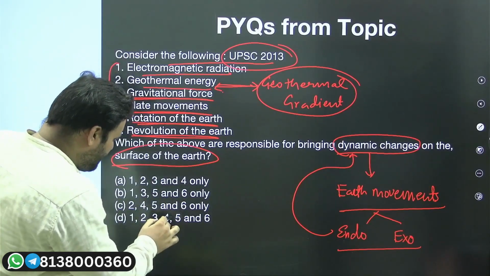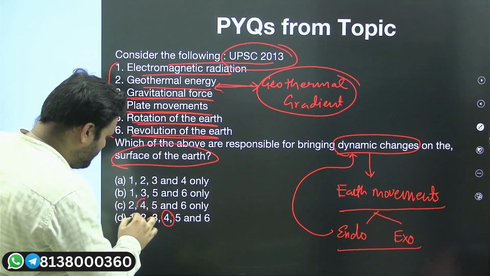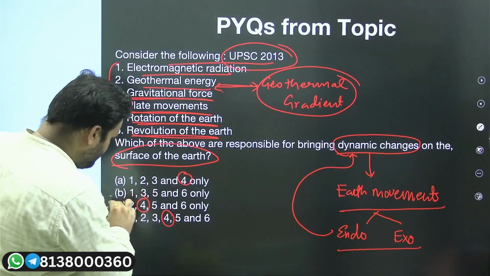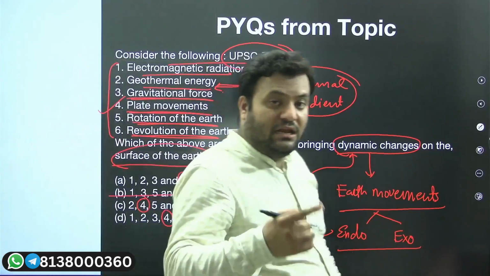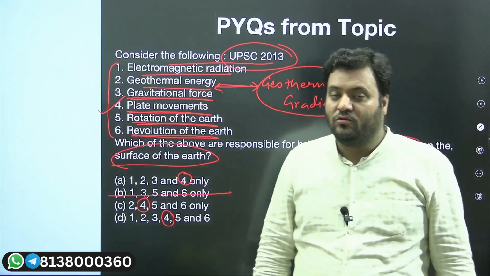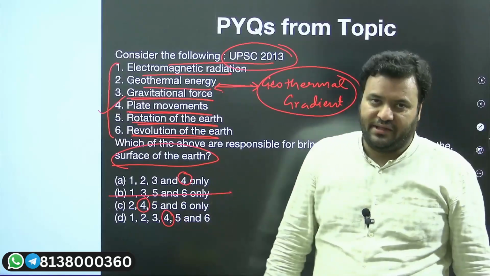So just pick where you have a fourth option. Now this will be eliminated. That's how you can increase your chances to get the question correct.